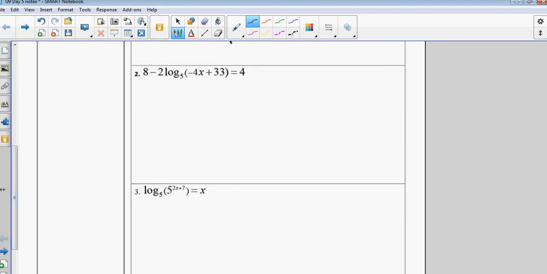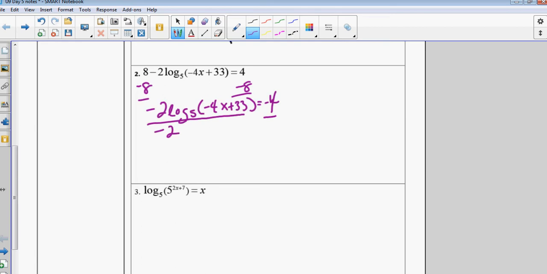In number 2, our log is not isolated yet, so we need to isolate it first. First we get rid of this 8, so subtract that, and bring everything else down. To get rid of the negative 2, we need to divide. And our logarithm is isolated.